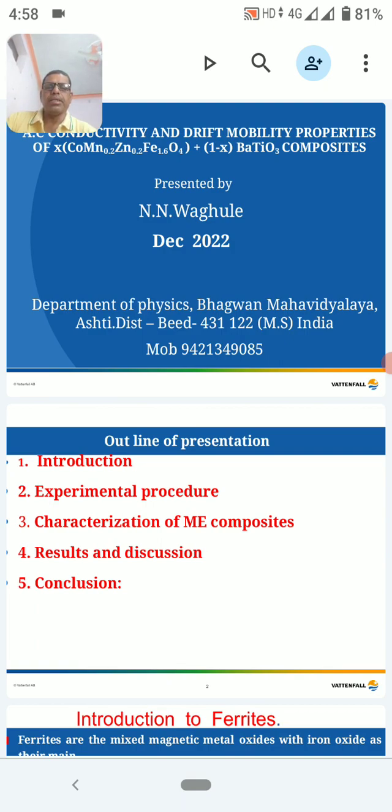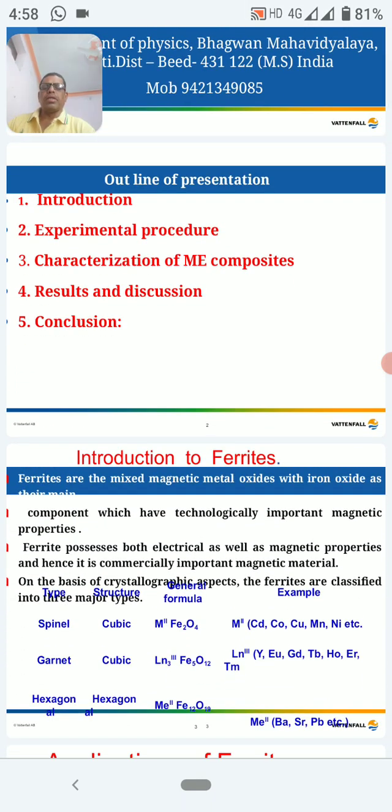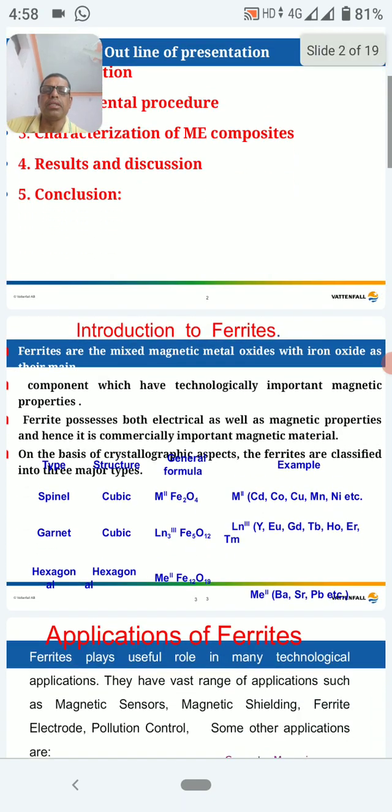The outline of my presentation consists of introduction, experimental procedure, characterization of ME composite, results and discussion, and conclusion. We know what composites are. Composite materials consist of ferrite and ferroelectric materials. They are mixed in definite proportion and their combined property gives a new property, which is called the magnetoelectric property. So initially, what are ferrites?